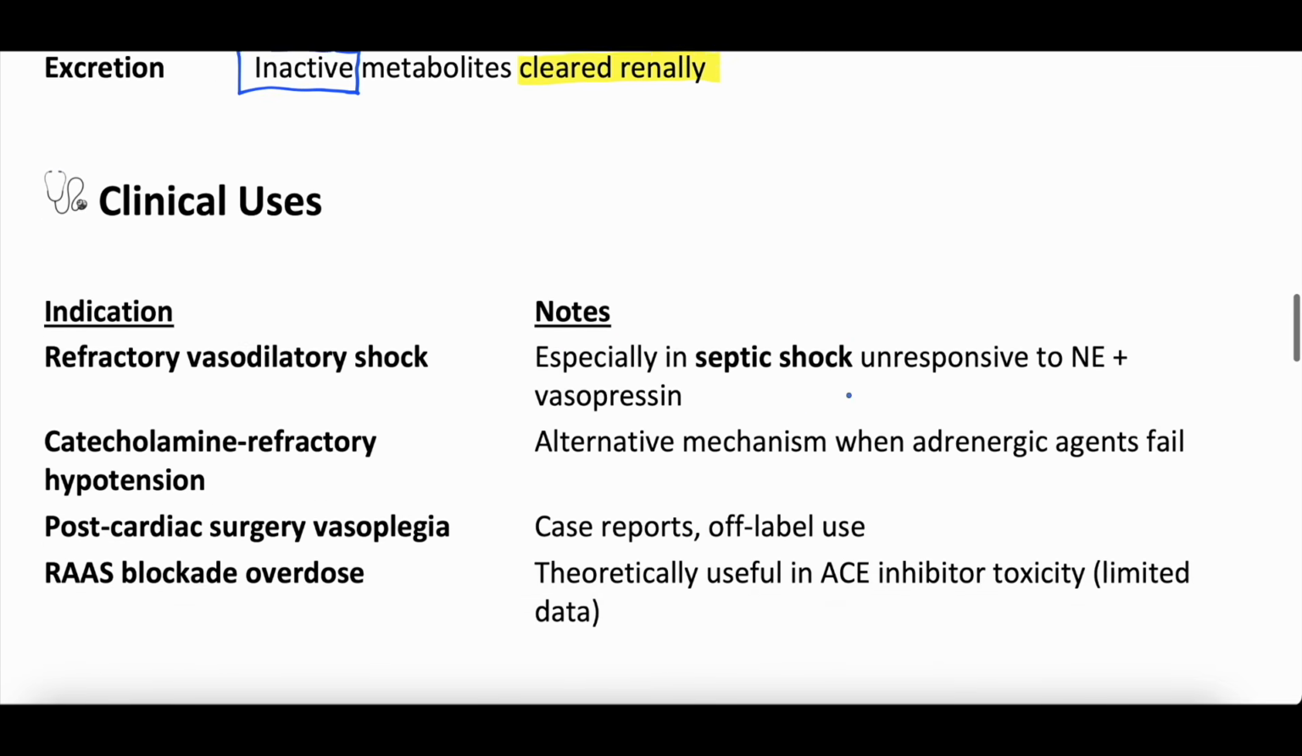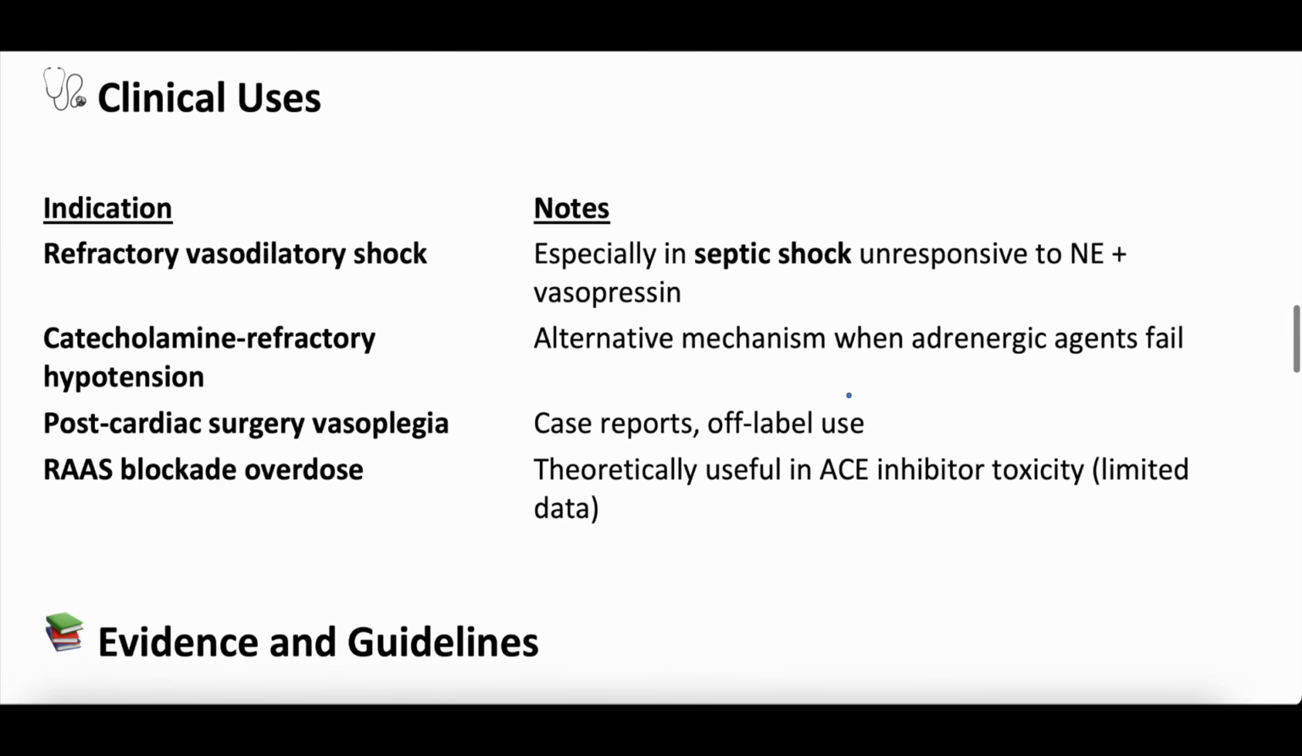Clinical uses, indications, and kind of notes and thoughts. Well, the main one is refractory vasodilatory shock or catecholamine-refractory hypotension. These are similar-ish in what we're talking about here. So in patients unresponsive to norepinephrine and vasopressin, and sometimes even a third vasopressor like epinephrine is put on, but those patients unresponsive to those, there is a soft suggestion to trial angiotensin II.